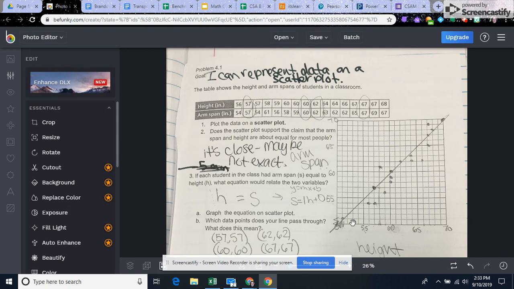Now you're going to plot the actual data. So your first point is 56 height, arm span is 54. So here's 56, here's 55, so you go over one more, and then you're going to go up to 54. 1, 2, 3, 4. And you're going to put a point. You're going to do the same thing for 57. So here's 57, and you have one at 57, which would be up here, and then you have another one at 54. So that's where this point comes from.